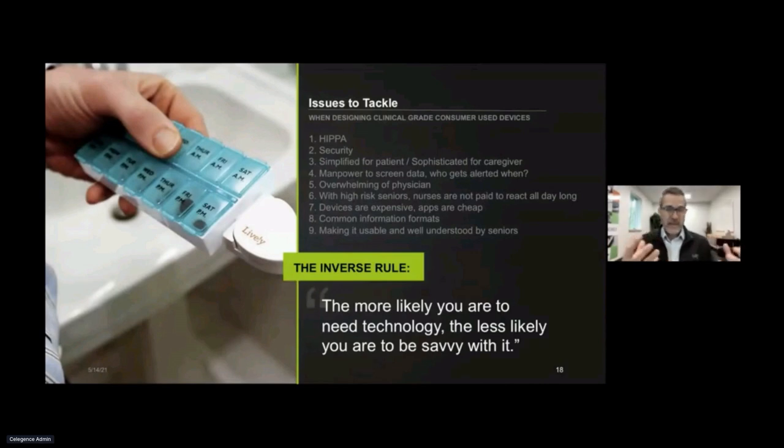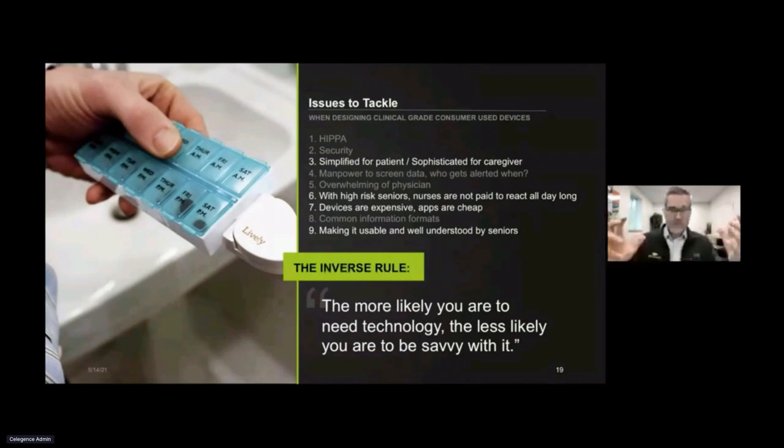So as we look at things that we have to think about when we're designing a device that might have previously been a clinical grade device and now it's going to be used by a consumer, there's a ton of things that we have to think about. And here's just 9 simple ones right here that I put down. But when it comes to human factors engineering, some of these things are extremely important. And these 4 things are directly related to human factors engineering, making sure our device is simplified enough for the patient, but sophisticated enough that a caregiver is going to get the data that they need out of it. That's something that's going to require some human factors engineering.